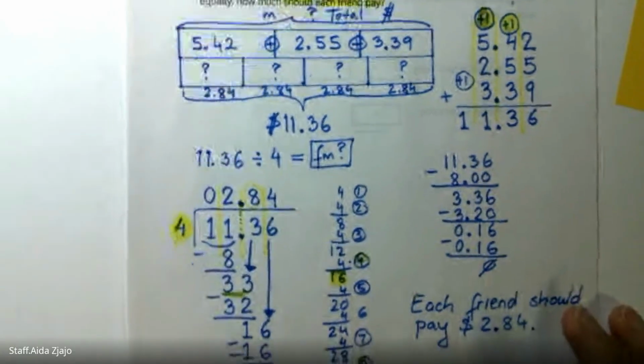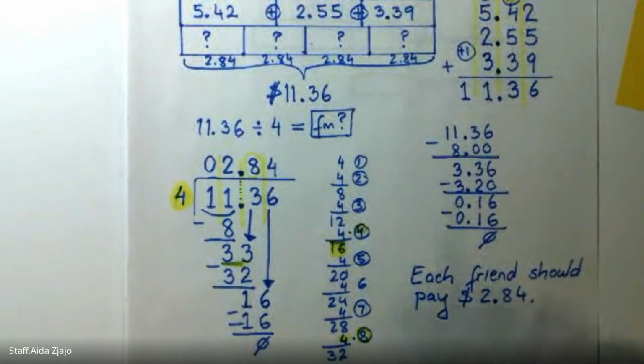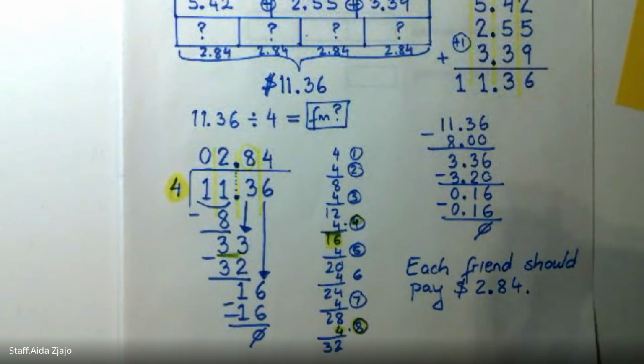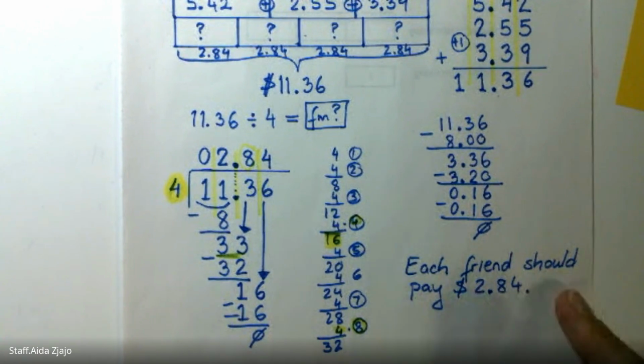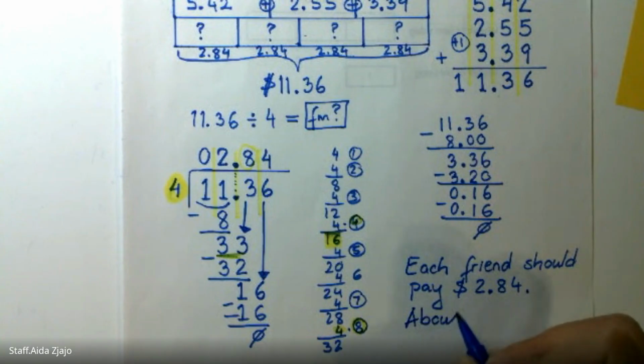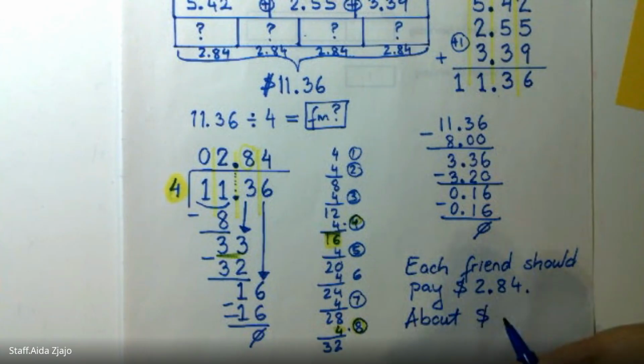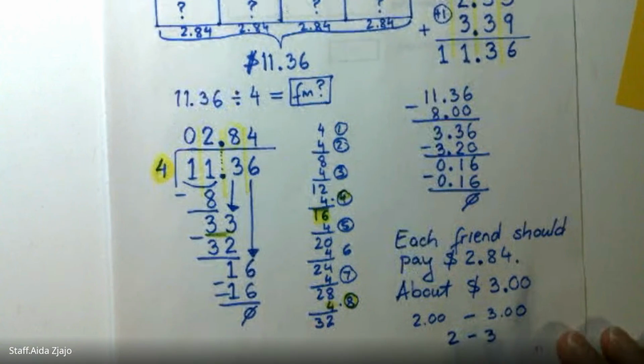Okay, and then if they ask you questions such as in between which two numbers your answer will lie, you will say in between $2 and $3. So you can estimate about $3 each friend will pay. Okay, that's rounding to $3, about $3. But also the answer lies in between $2 and $3. Or we can say in between 2 and 3.